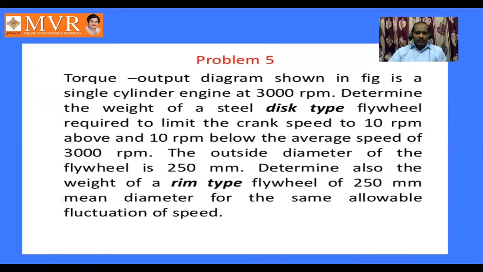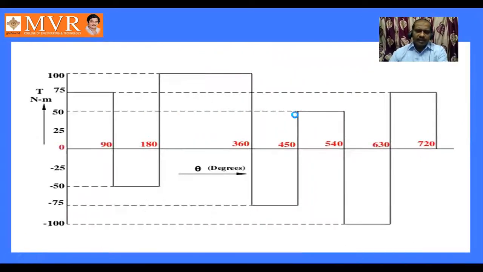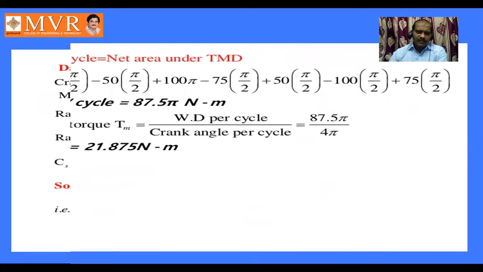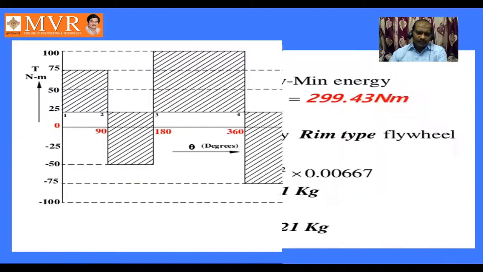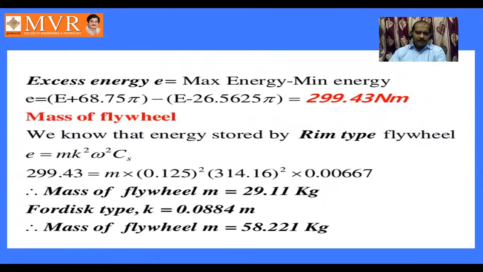So what is the n value? It is given as 3000 rpm. Based upon this value we have calculated omega, and omega square means that value twice, that is 3.14 into square into cs. The fluctuation speed is given by 0.006. We have calculated 20 by 3000.